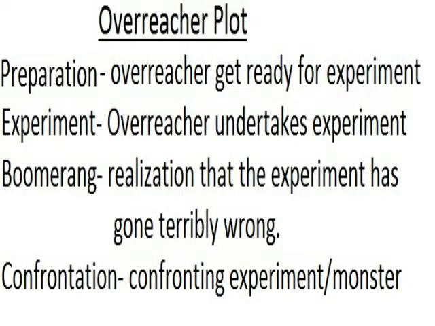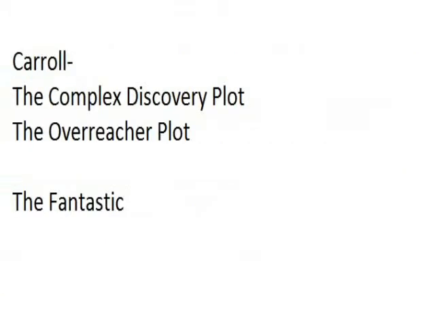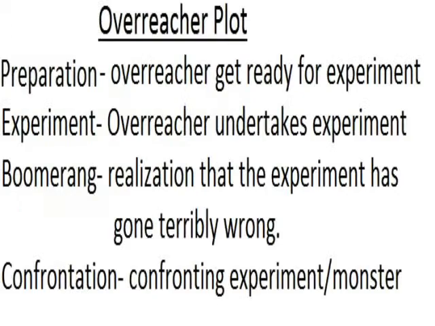And you can mix each of these four elements with the four from the complex discovery plot: the onset, discovery, confirmation, confrontation. Obviously, confrontation is going to be the same on both, so you can get up to a seven-term one. The one that Carroll gives as an example, he calls onset, discovery, confirmation, preparation, experiment, boomerang, confrontation. I had an example that made up for that.